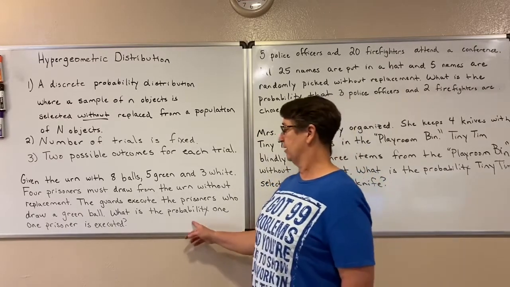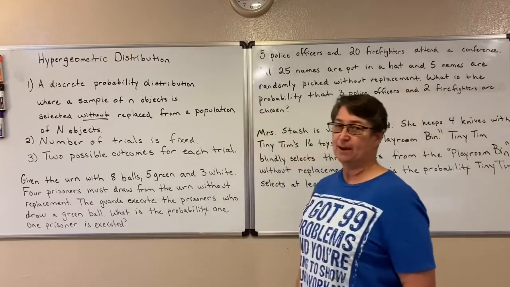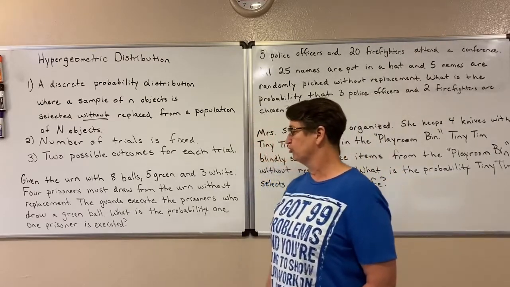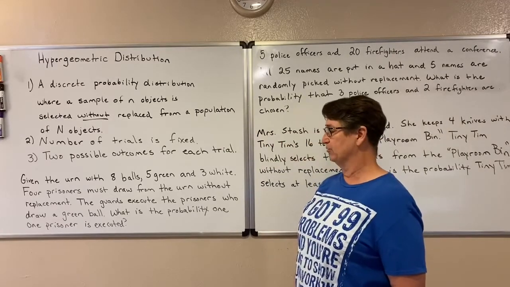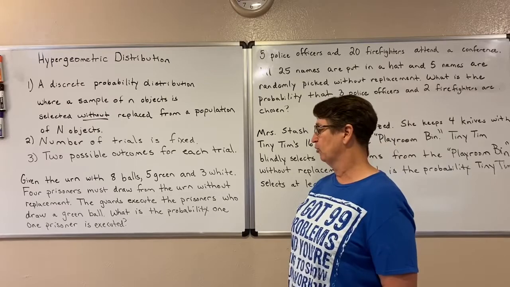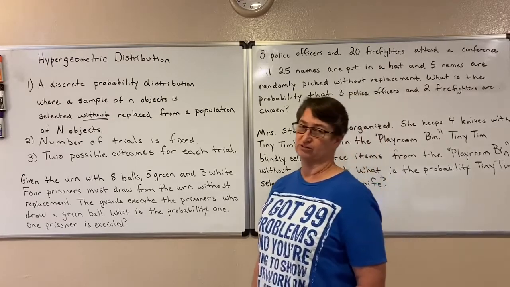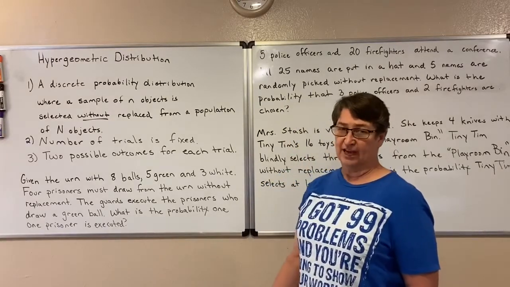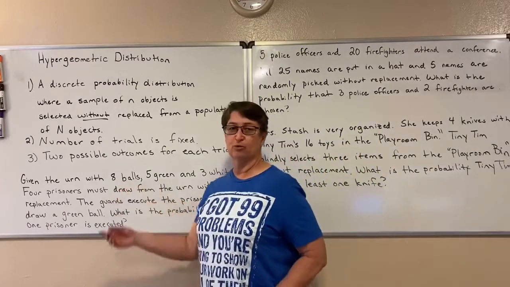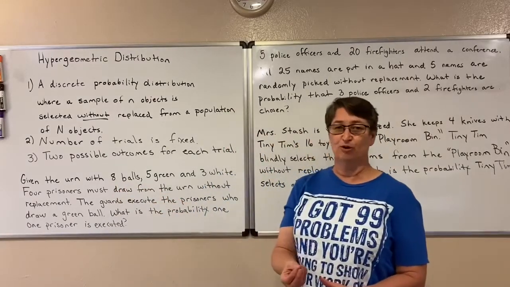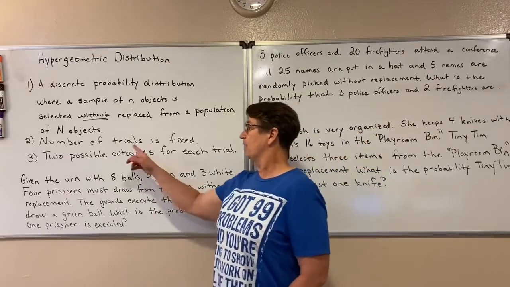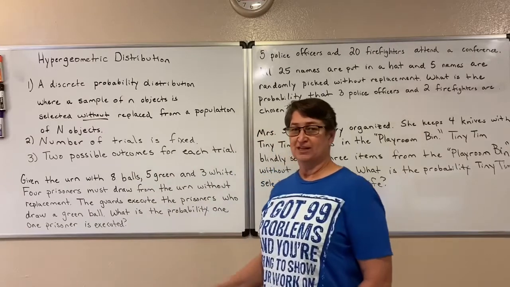Here's the first example. Given an urn with 8 balls, 5 green and 3 white, 4 prisoners must draw from the urn without replacement. The guards execute the prisoners who draw a green ball. What's the probability one prisoner is selected? In this case, we do have a population of balls that we're going to choose a sample from, and we're going to do that without replacement. The number of trials in this experiment is fixed.